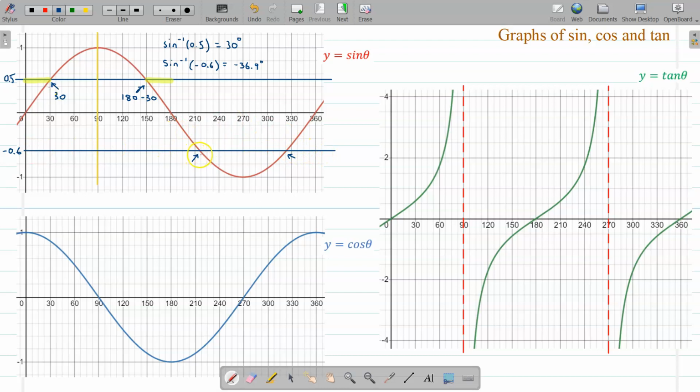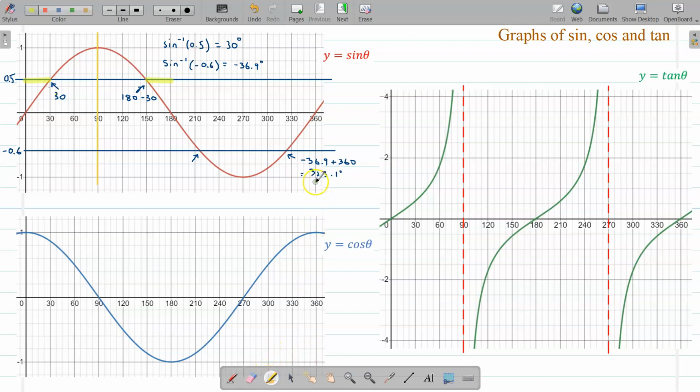Now that doesn't appear in the range 0 to 360. So how do I know what these angles are? Well, I use the fact that the sine graph repeats every 360 degrees. So if I just add 360 onto that, in other words do 360 minus 36.9, or minus 36.9 plus 360, it will give me that first angle there that I've shown with the arrow, that one there. So if I add 360 to that, it gives me 323.1. And if you look at that, that seems about right. 323.1 degrees.